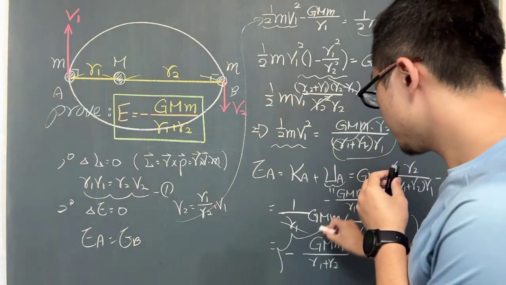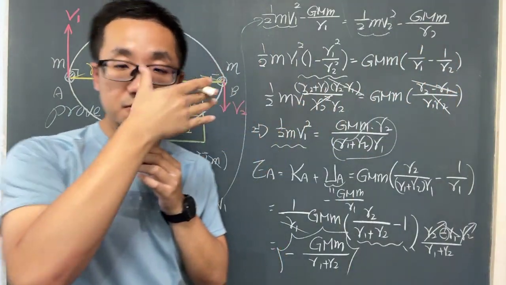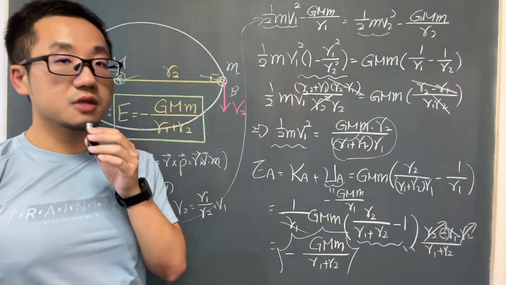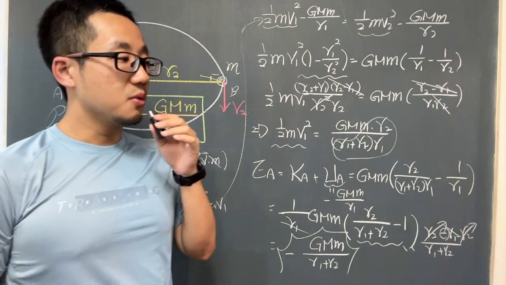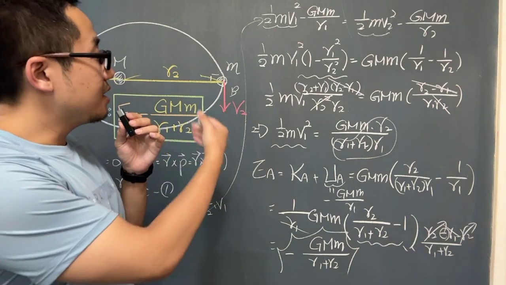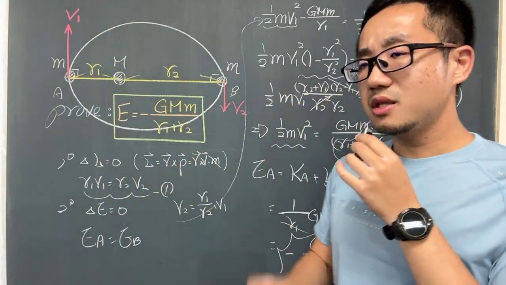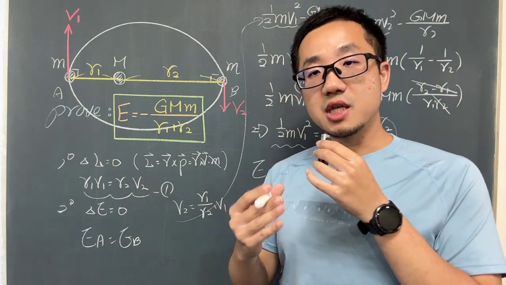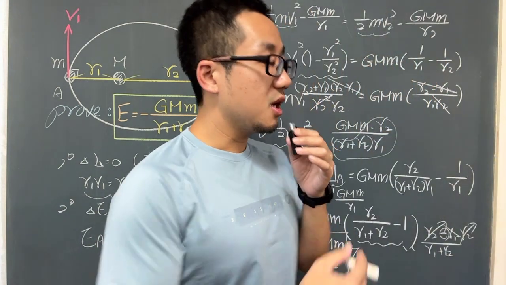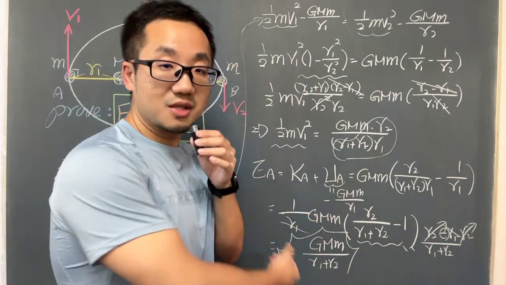All right, so this is the mechanical energy of the system. Since the mechanical energy is conserved, it doesn't matter where you are located, whether at point A or point B. That doesn't matter because the total mechanical energy is conserved, and we have derived that the total mechanical energy can be expressed with the mass and the distance.